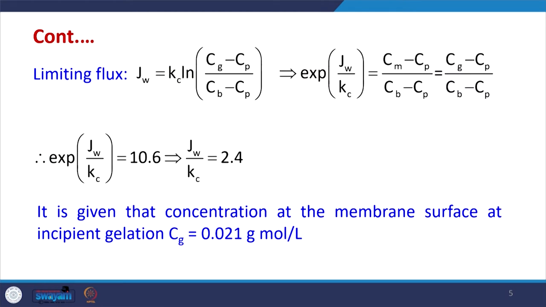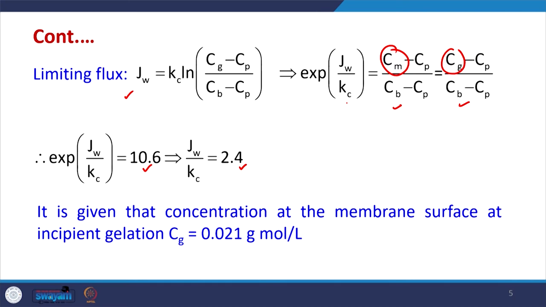Okay. Now, this was the limiting flux equation which was given, JW is equal to what we had earlier. Now, we manipulate it a little bit. So, the exponential of JW by KC will become equal to this, and we have already found it to be 10.6. If you solve it, you will find that JW by KC, which is the flux divided by the mass transfer coefficient, is 2.4.